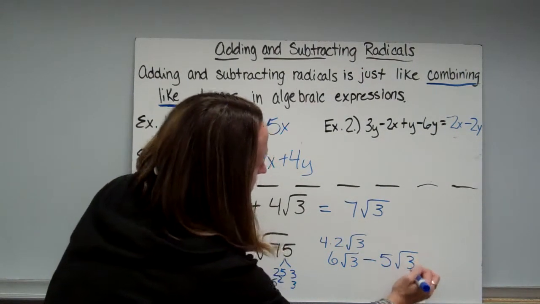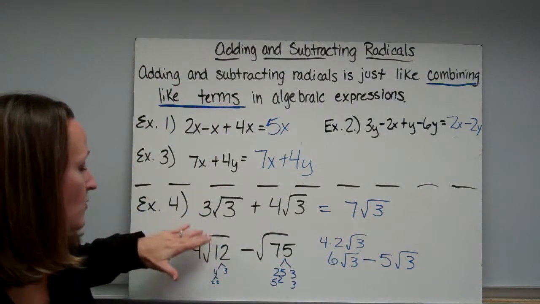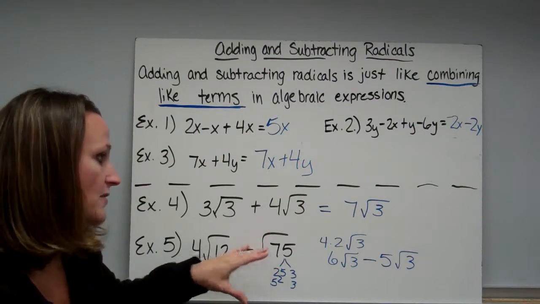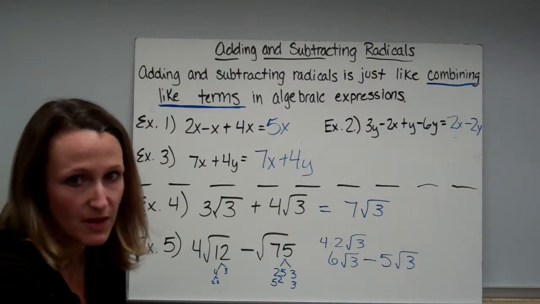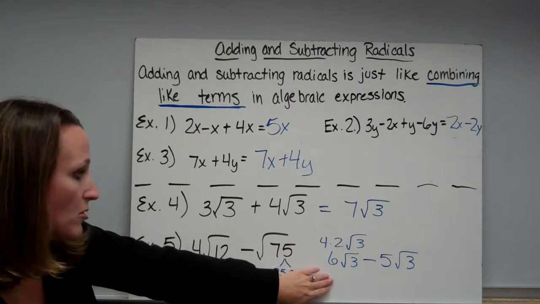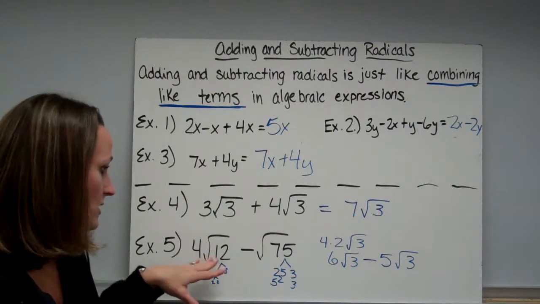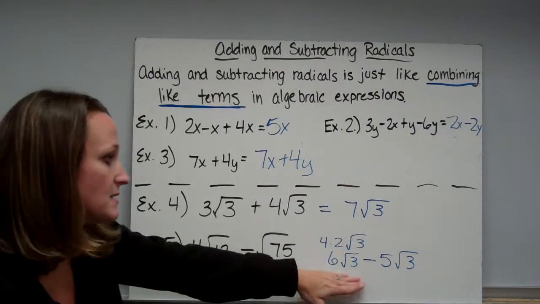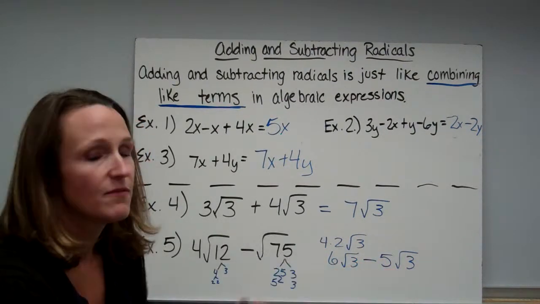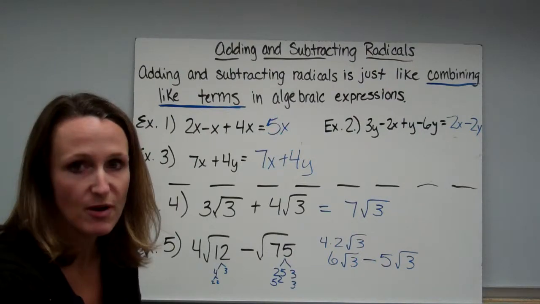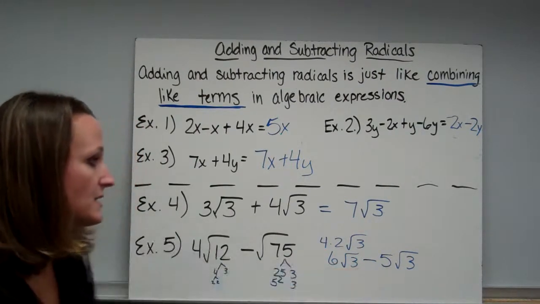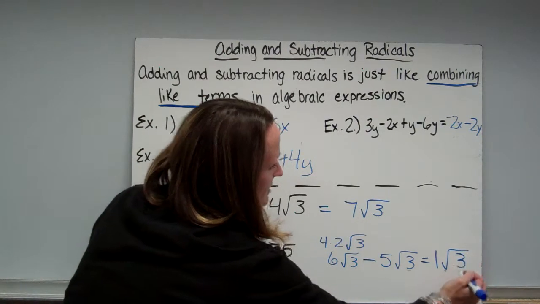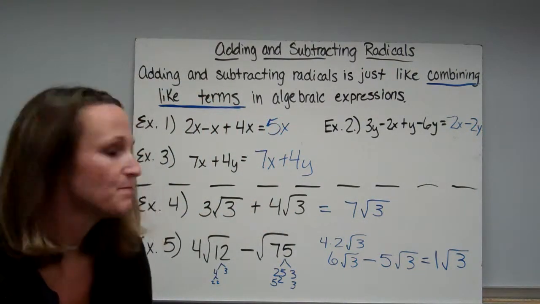I have rewritten this as a problem where what's left under my radical is the same number, and they do have something in common, and I've got my like terms. So now the problem I'm dealing with, instead of being 4 square roots of 12 minus the square root of 75, is actually 8 square roots of 3 minus 5 square roots of 3. And this is a problem I can easily solve. 8 minus 5 gives me 3, and my square root of 3 stays just like it was.